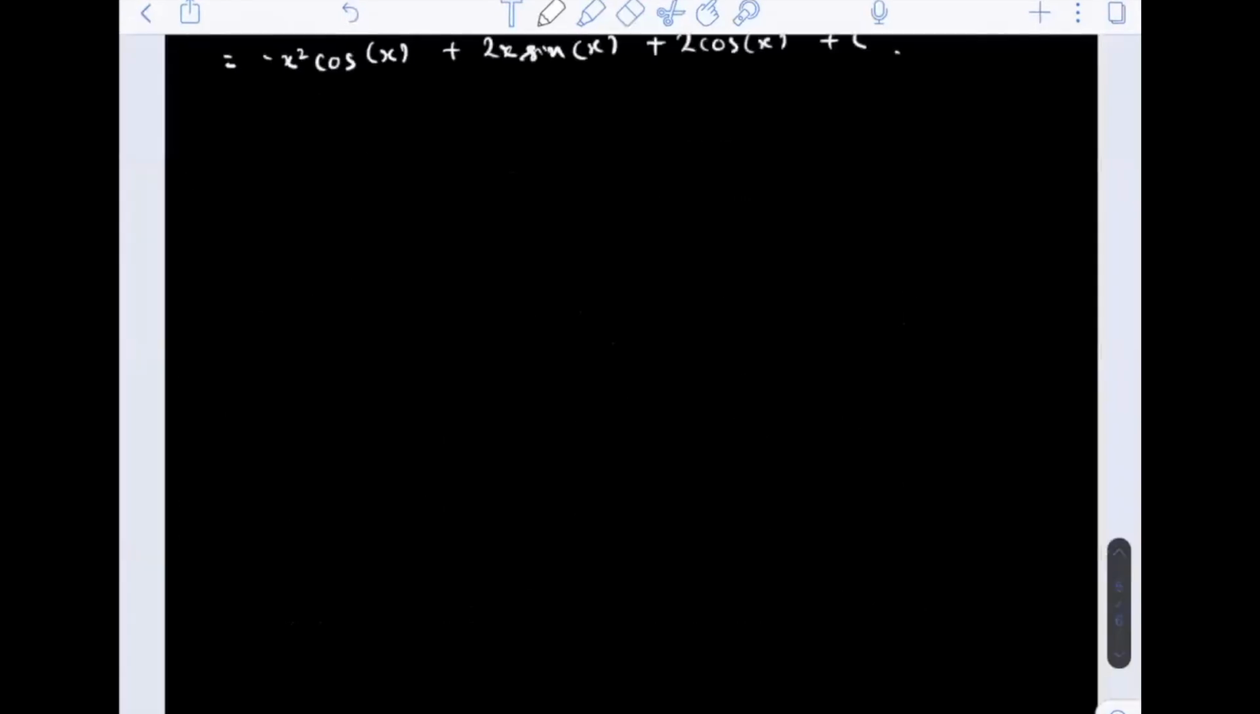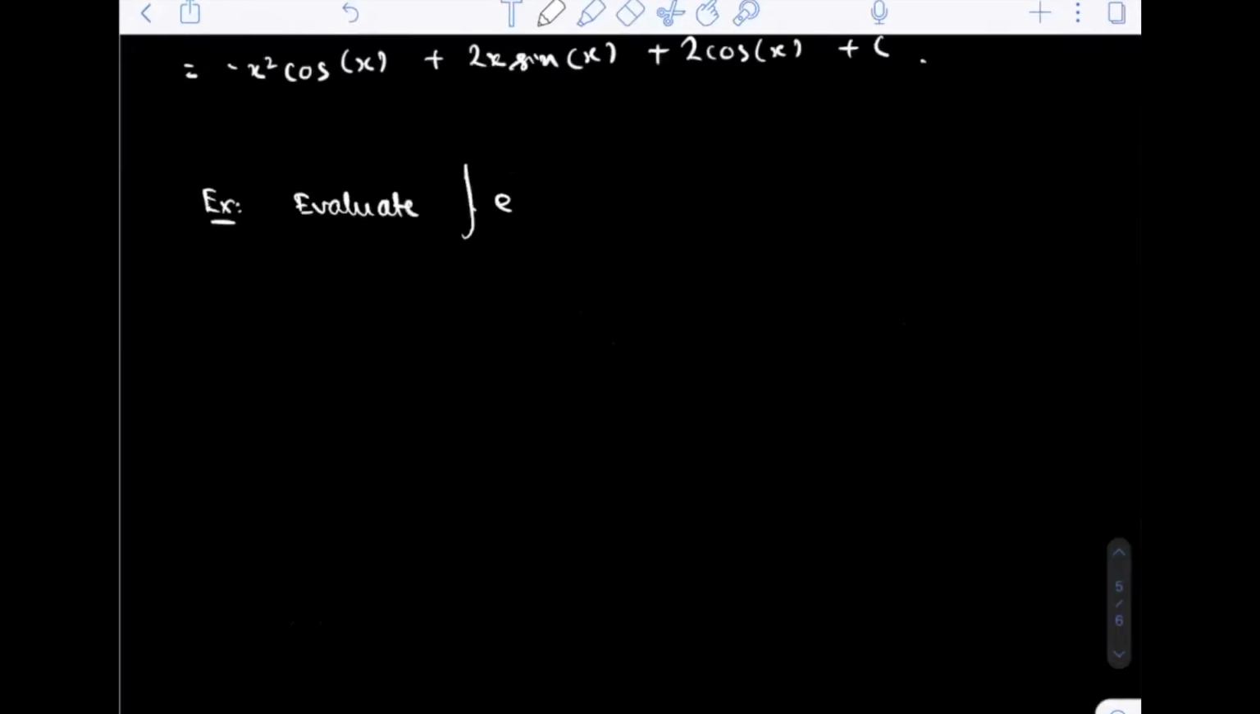The next example here, evaluate the integral of e to the x times cosine of x dx. So for this one, you have a product of an exponential function and a trigonometric function.